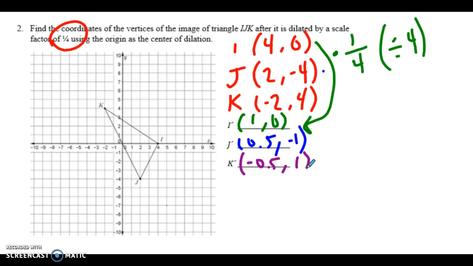So this shrank down to a little itty bitty shape. So there's I prime. J prime is at 0.5, which is going to be halfway between 0 and 1, and -1, so right there. Oh, not half its size, I meant a quarter of its size. So that's J prime. And K prime is at -0.5 and 1, so like right there. It's hard to get this exact. Alright, so this is our little itty bitty shape right there. It shrank down. It is now 1/4 of the original size. Alright, so that is how we do dilations.